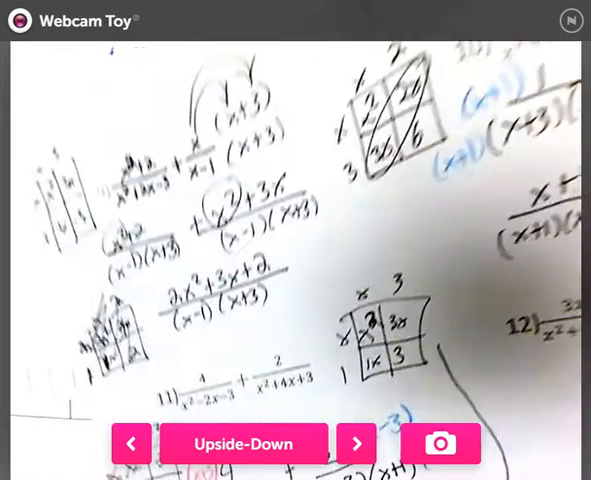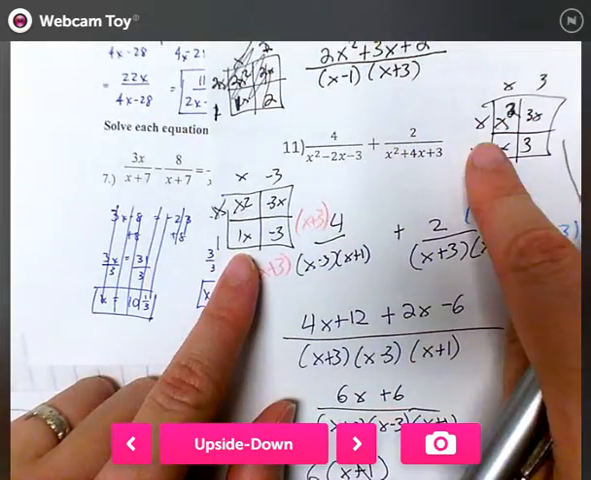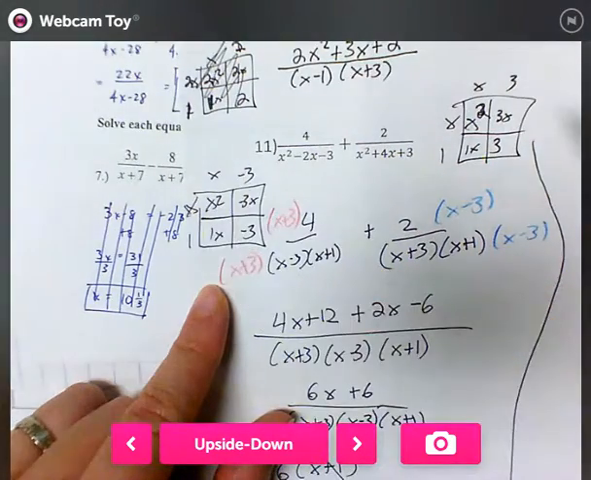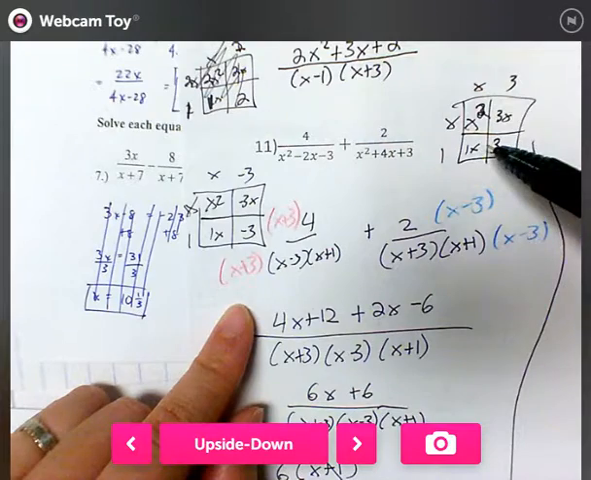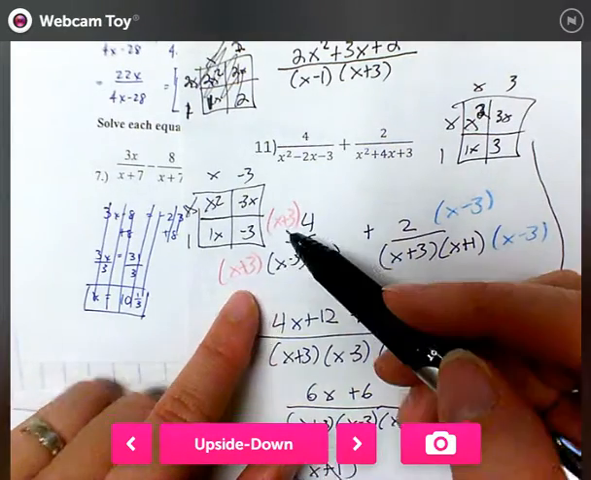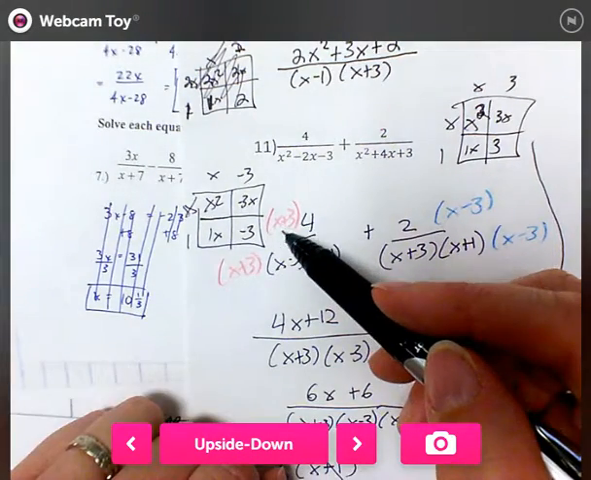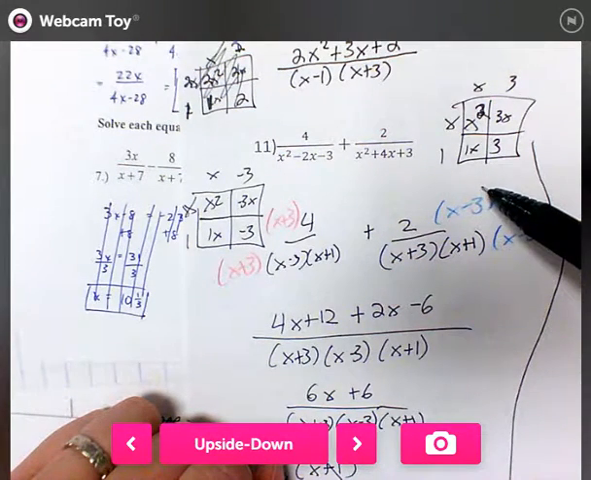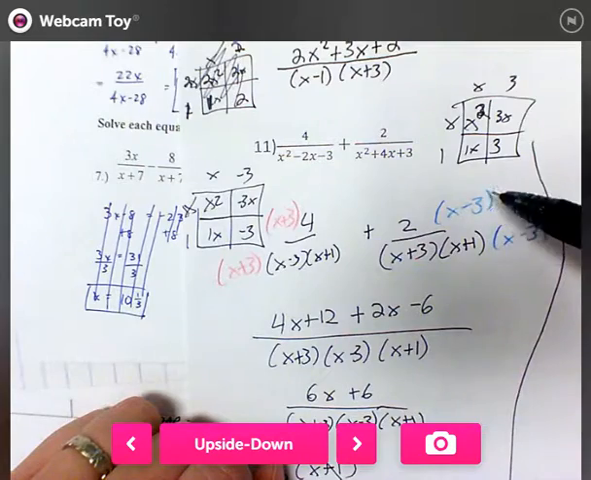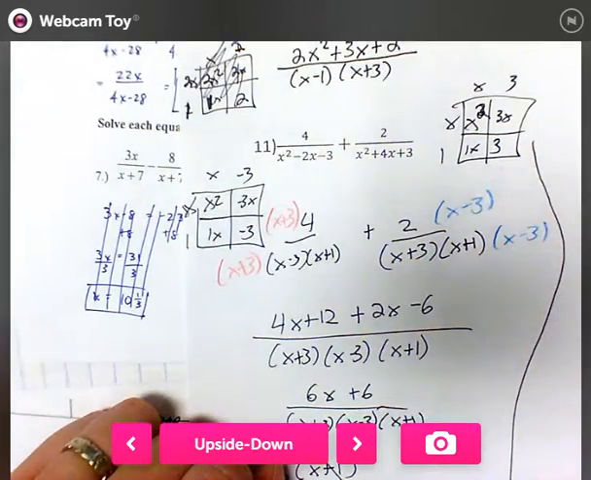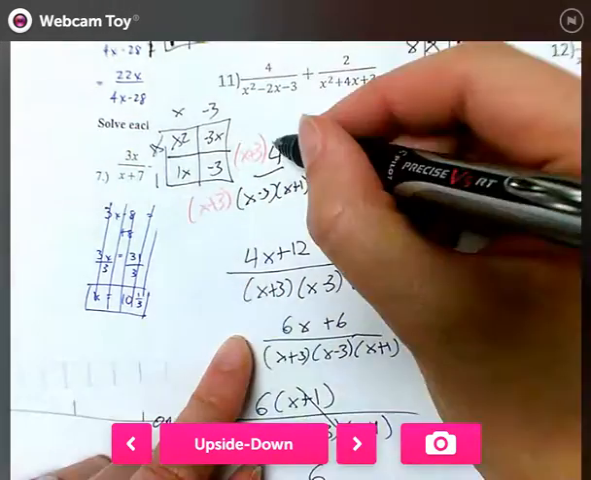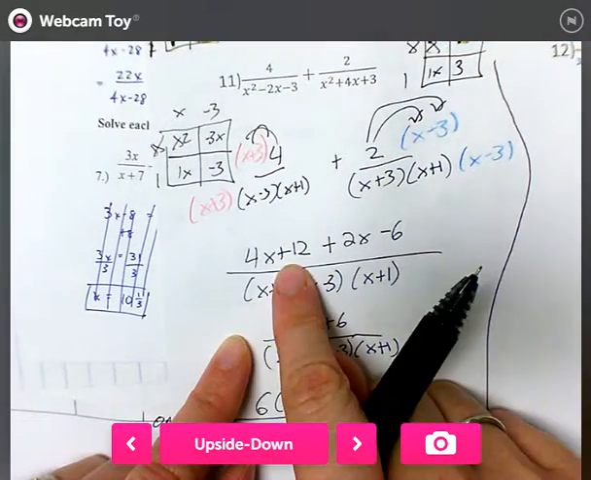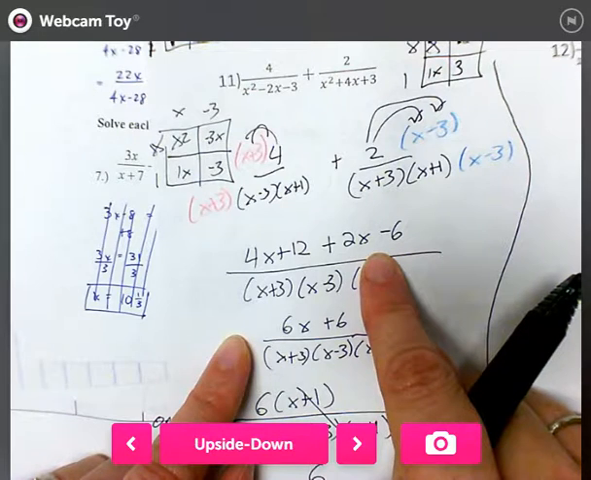Number 11. The first thing I did was factor both the bottoms. For one, I got x minus 3 times x plus 1. The other one, I got x plus 1 times x plus 3. So the one on the left, I had to multiply the top and bottom by x plus 3. The one on the right, I multiply the top and bottom by x minus 3. Okay? This gave me 4, and I distributed. 4x plus 12 plus 2x minus 6.